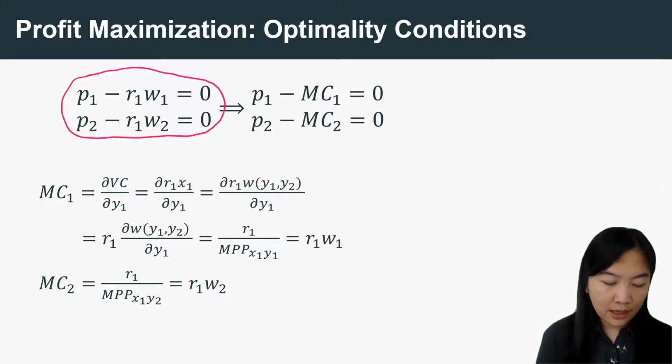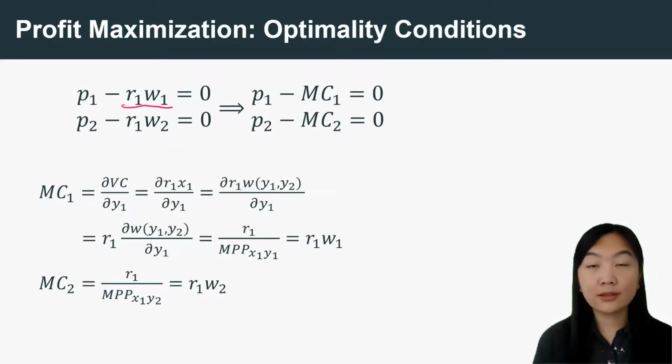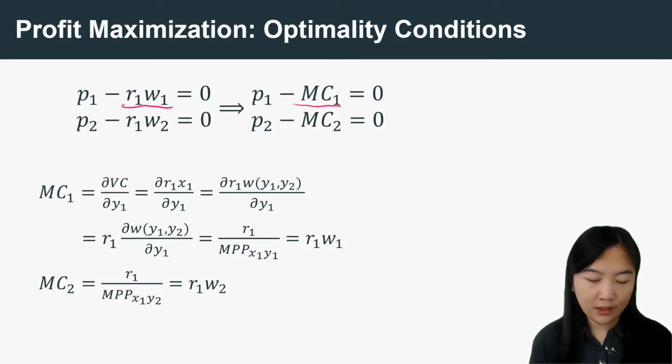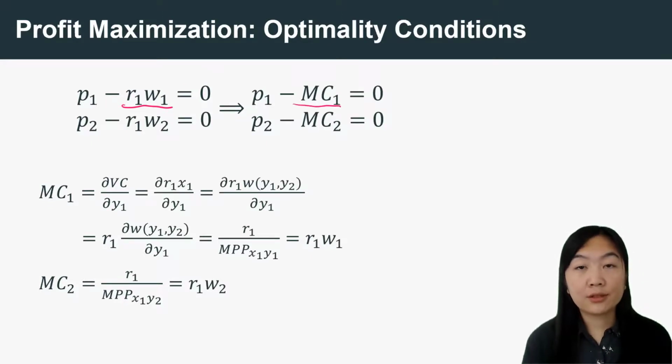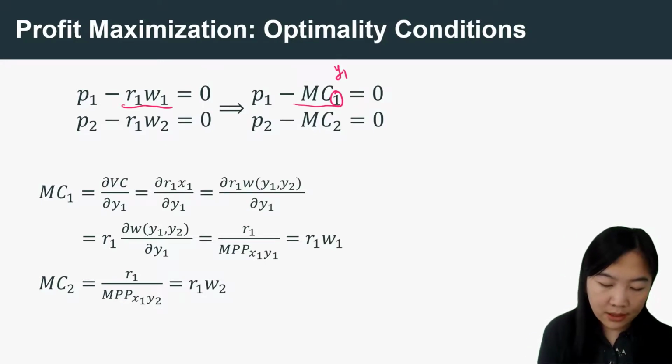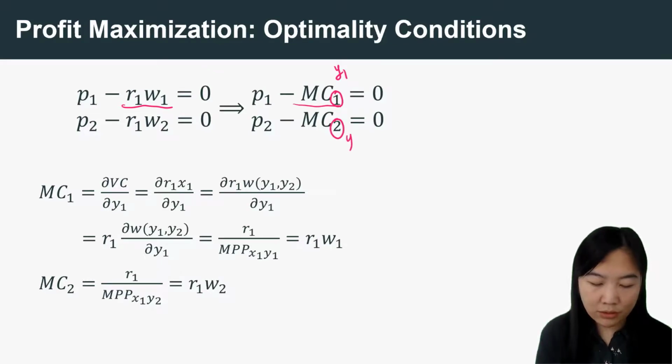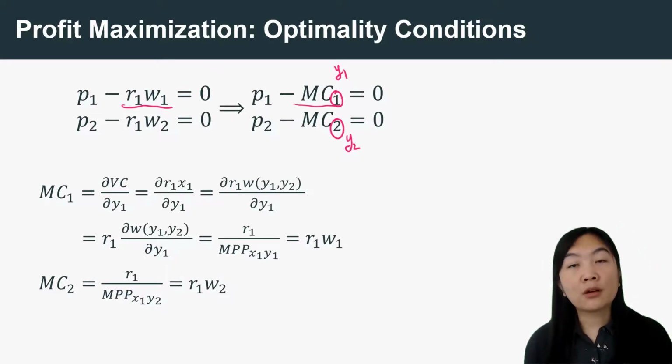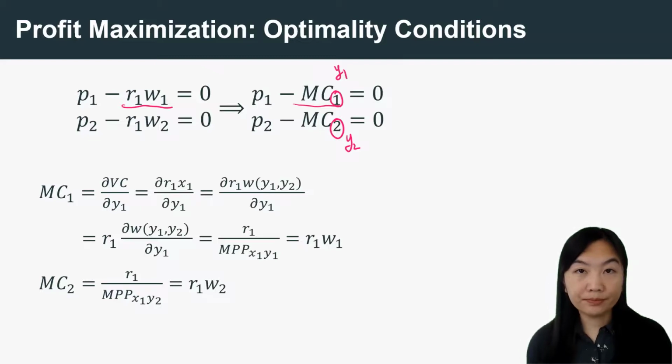So it turns out that this R1W1 is actually your marginal cost. So this is actually the marginal cost of Y1. So I have the subscript there. So this is a marginal cost with respect to Y1. And this is a marginal cost with respect to Y2.